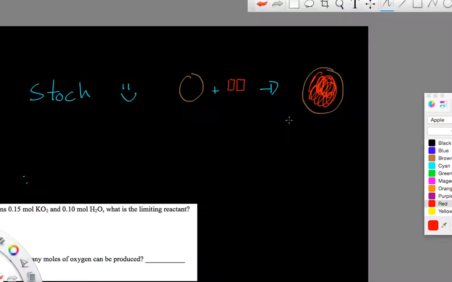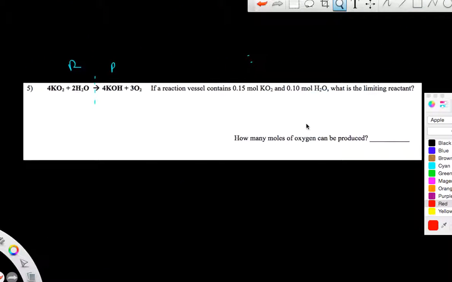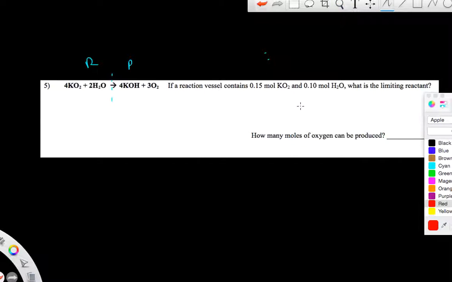What limiting reactant stoichiometry is really getting after is saying, okay, what if you have 1,000 pizza crusts and 50 jars of sauce? How many pizzas can you make? Which one's going to run out first? Which one is your limiting reactant? That's all we're really doing here, but of course we're doing it with a chemical reaction. So let's go ahead and begin.